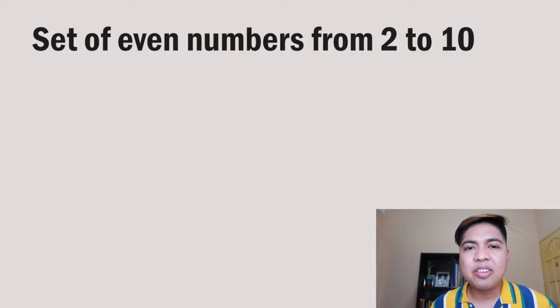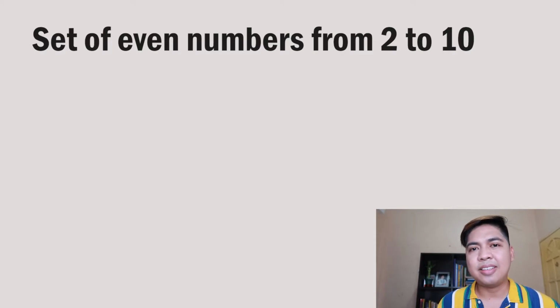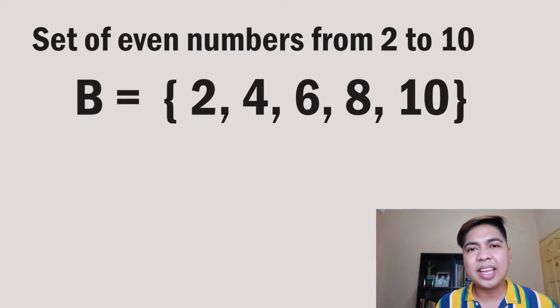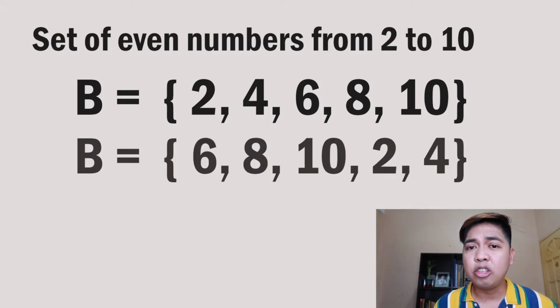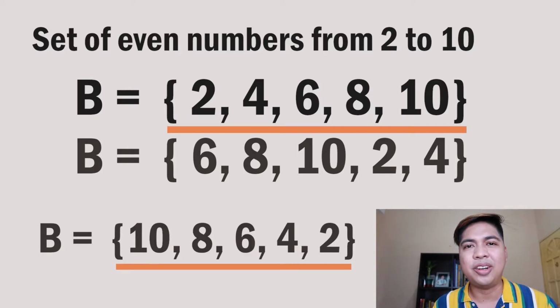Likewise, when we have a set of even numbers from 2 to 10, we can name it by any letter. Let's say set B, which is equal to the set containing 2, 4, 6, 8, 10. We can also have it in other orders such as 6, 8, 10, 2, 4. However, though the order is not important, it's a good practice to write the elements in ascending or descending order.